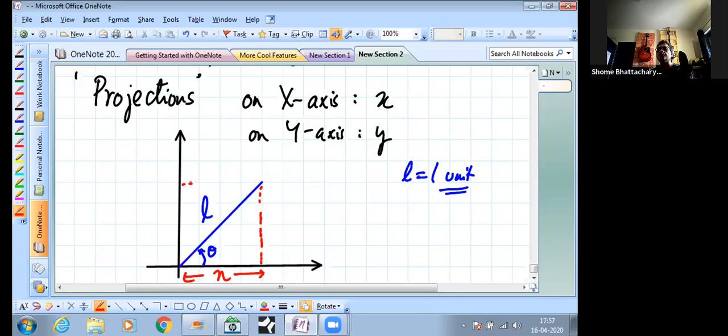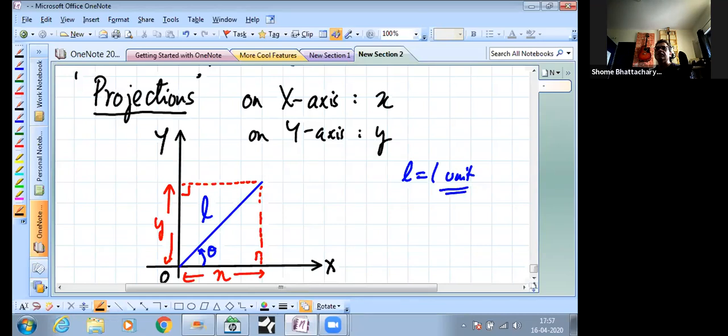Similarly, if you drop a perpendicular from the rod onto the y-axis, then the shadow it is throwing on the y-axis, that is called the y projection, and in short form we denote it by y. So this is what we mean by projections of the rod. Okay. And remember here, we are referring to a standard rod, meaning that we are taking its length to be unity. 1 unit, whatever our unit is in our system, whether it is 1 meter, 1 foot or whatever, but it's of unit length. So our projections are x and y. So this is the meaning of the term projections.